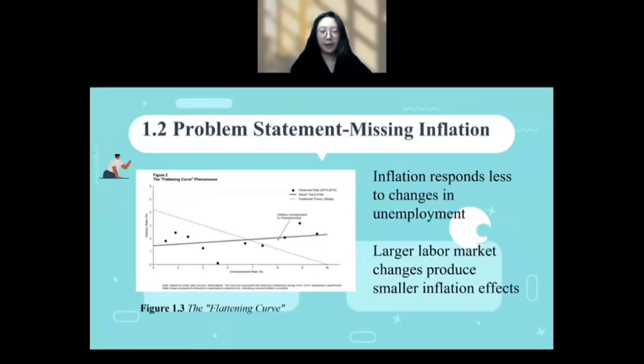Problem statement: flattening curve. The second problem is the flattening curve phenomenon. Inflation responds less to changes in unemployment. As a result, large labor market changes produce smaller inflation effects.